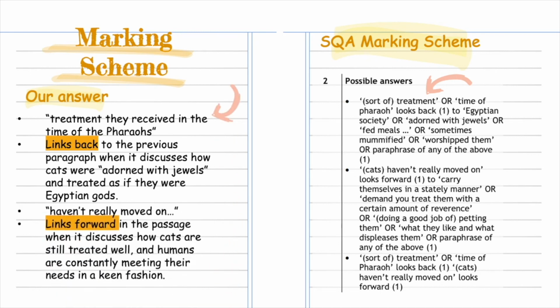Our third bullet point says that they haven't really moved on. I've discussed how this links forward, so I look for that in the answer scheme. If you look at the second bullet point, we see that it says that this looks forward, this links forward. So I know that I have identified that, but I need to have glossed it well. So I say that it discusses how cats are still treated well and humans are constantly meeting their needs. I'm happy with that answer. I'm happy I've glossed onto it. So I give myself the mark. That means I received full marks yet again, 2 out of 2. Well done if you paused the video and you attempted yourself and you also got full marks.